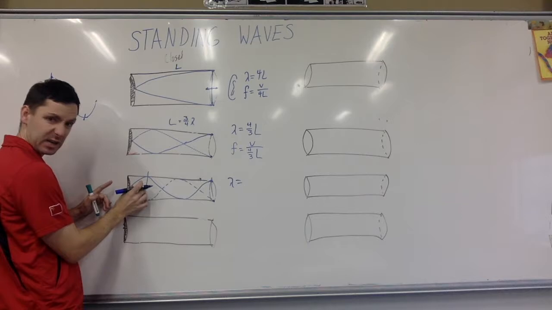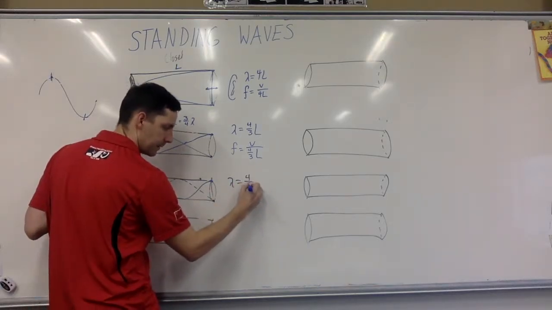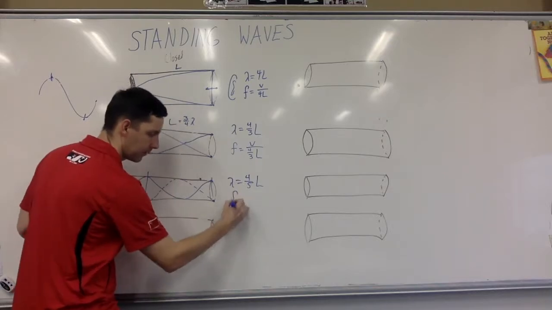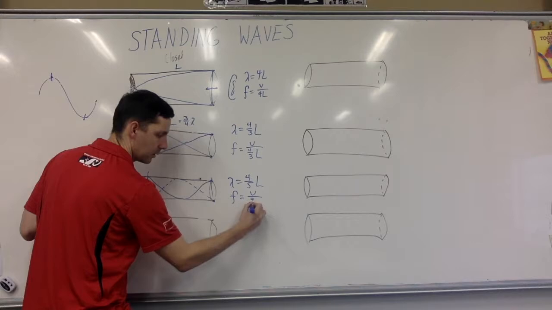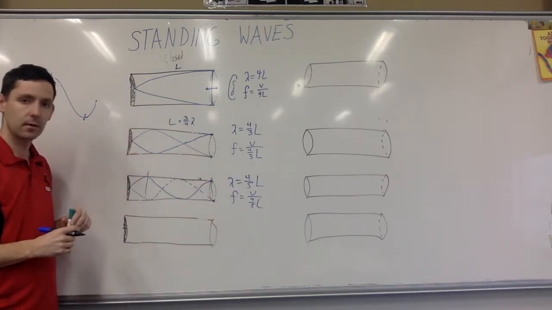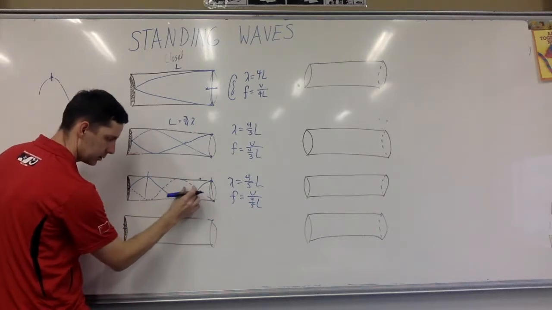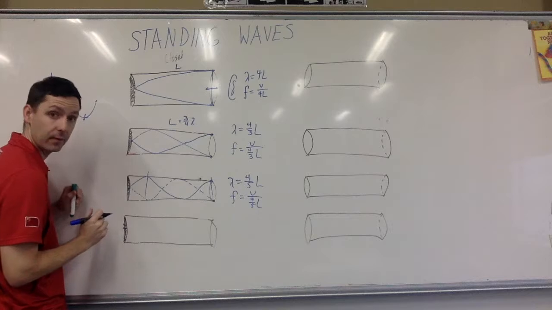And then notice I got an extra quarter there. Okay, so in this case, the wavelength is going to be 4/5 of the length. And frequency is velocity over 4/5 of the length. Okay, 1, 2, 3, 4, 5. 4 of those were that wavelength.